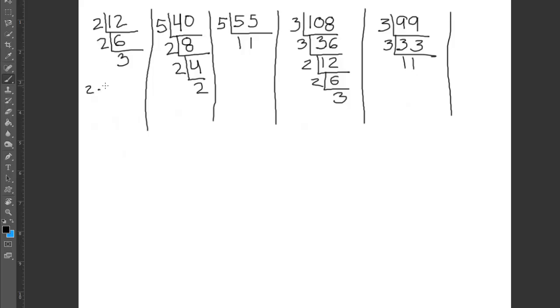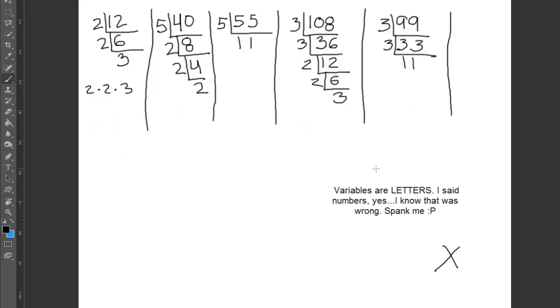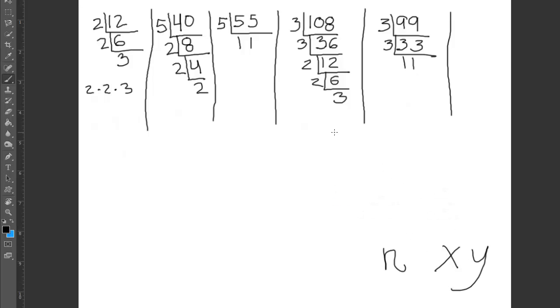write out 2 times 2 times 3. That is the prime factorization, the prime factored form of 12. The dots, in case you don't know, are multiplication. Back in grade school, we did multiplication like that. That's fine until you start getting into using variables, which are letters that represent an amount, you know, x, y, and things like that. It becomes confusing using x and x to represent multiplication.